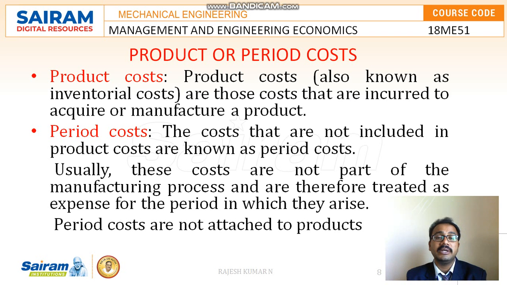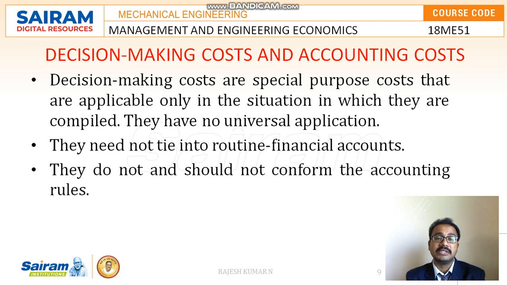Then what is the product or the period cost? Product cost, also called inventorial cost, is nothing but the costs that are incurred to acquire or manufacture a product. So this is a product cost. And the period cost is nothing but the costs that are not included in the product cost. Usually these costs are not a part of the manufacturing process, and therefore it is treated as an expense for the period in which they arise. So period costs are not attached to the products.